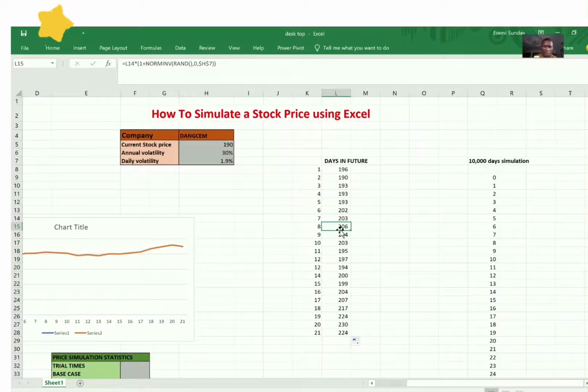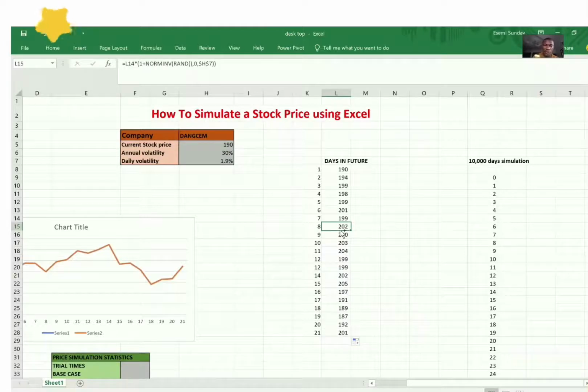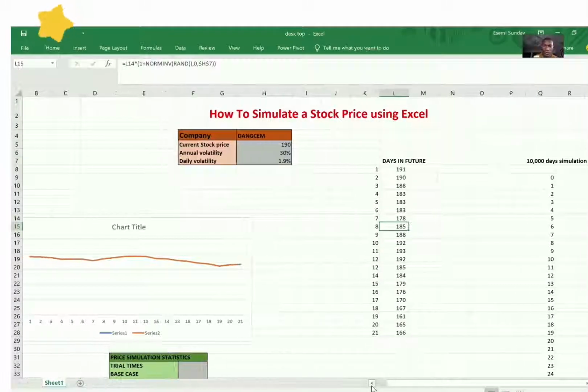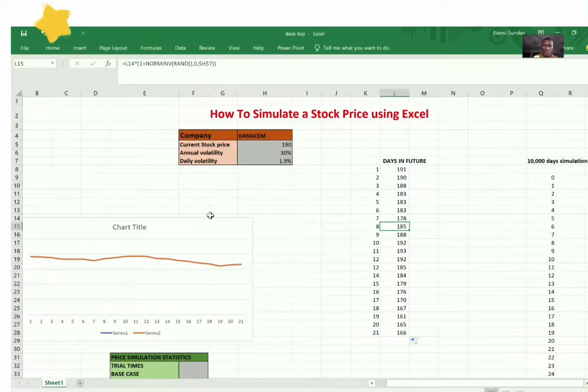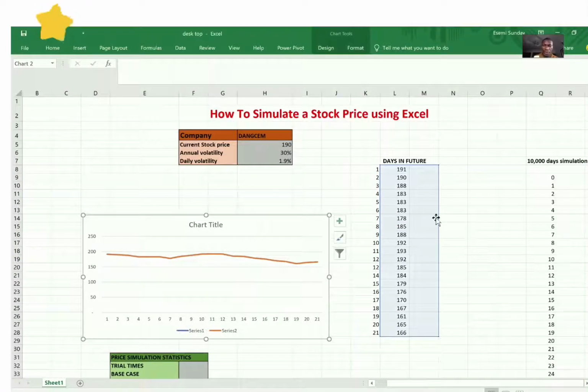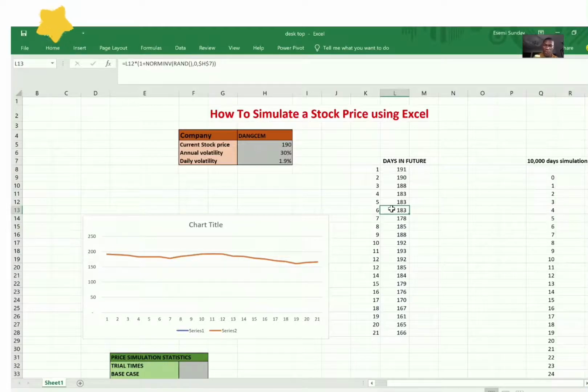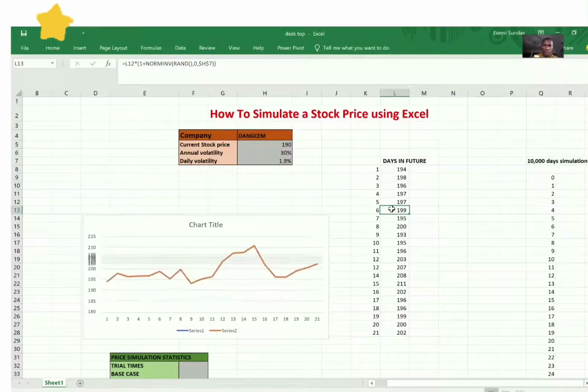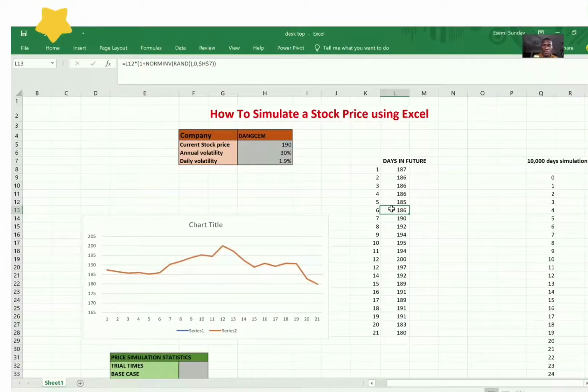And each time we press Ctrl plus, the price continues to change, and you can see it in our graph, how the price changes in this graph here. I do it again. Ctrl plus shows how the price changes per day. All right, let's see what happens when we simulate for 10,000 days.